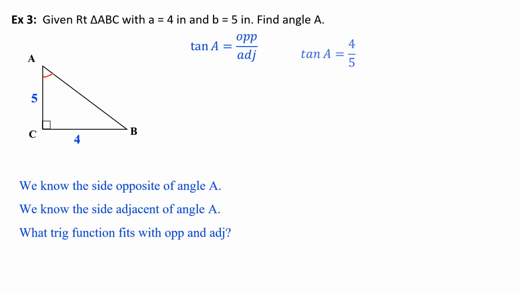Now, I don't know what A is, but I do know that the opposite side is 4 and the adjacent is 5. Here's the new part for today. How do I get rid of tangent and leave the A there? I'm going to pause here for a second and explain some other things that we already know.